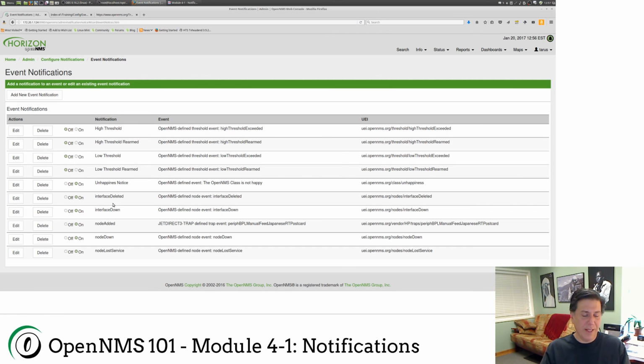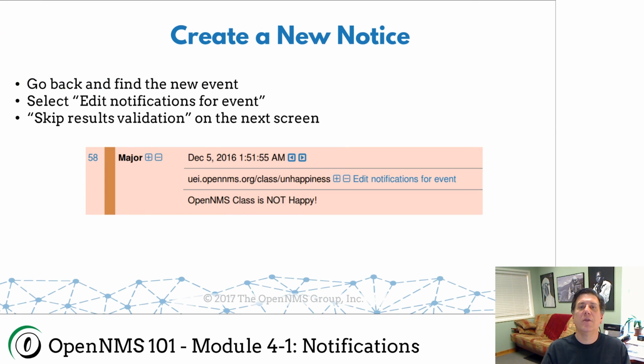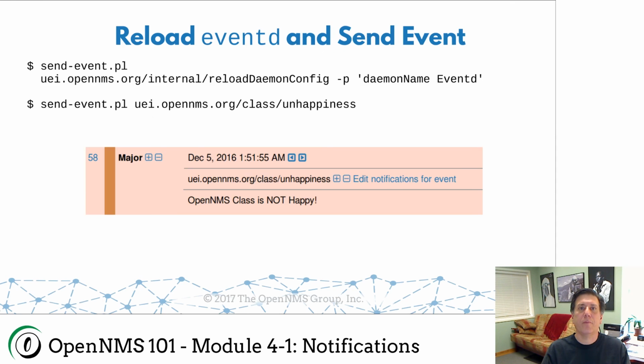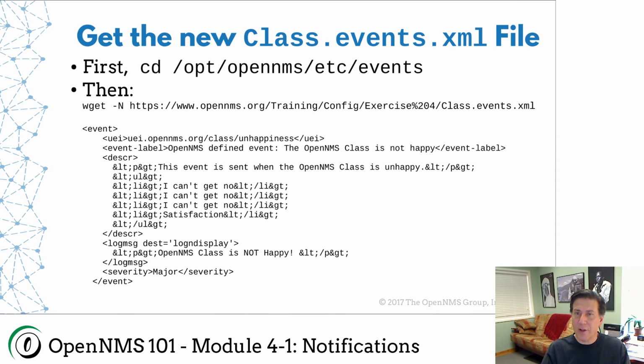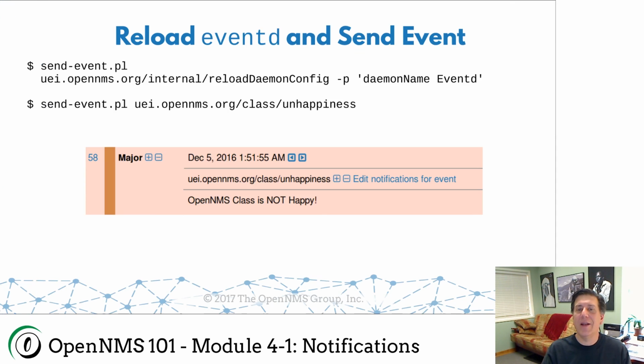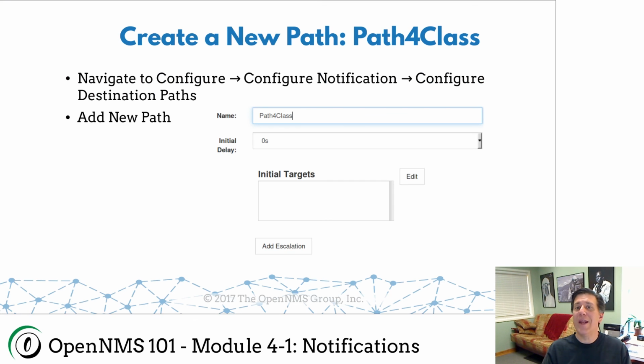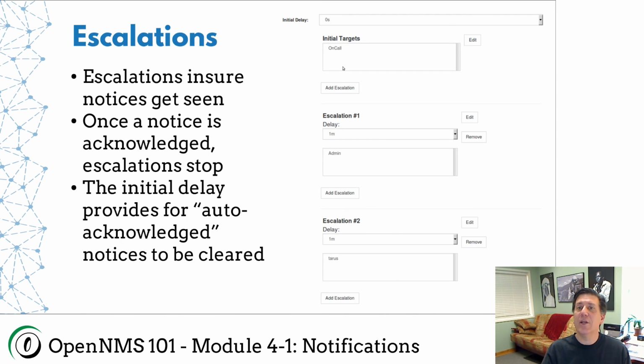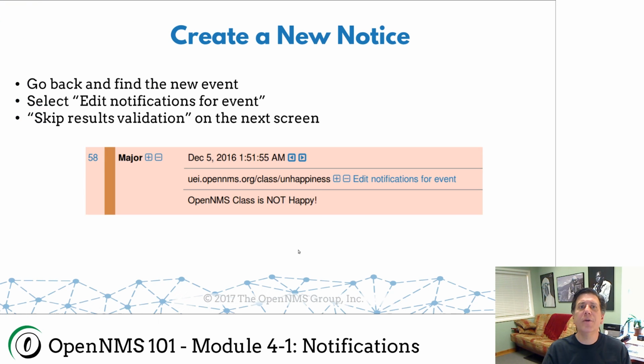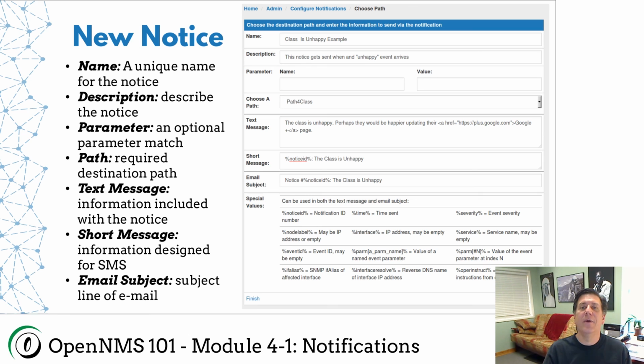So let's review what we've done. We downloaded the new class events file, which defined our unhappiness event. We generated the event to make sure it worked. We added a new on-call role. We created a new path where the initial target was on call. Then we sent to the admin group. Then we sent to our personal user. And then we edited the notices by clicking on Edit Notices for Event. And here's an example of what we did.